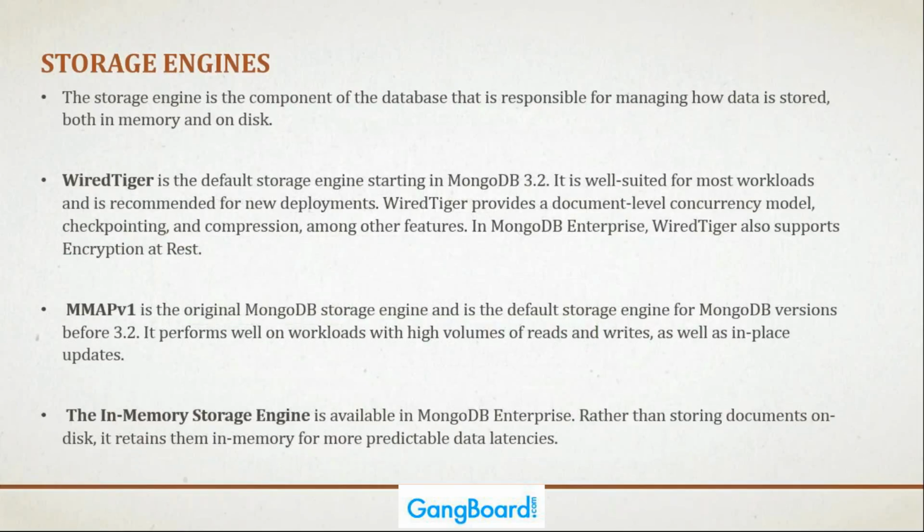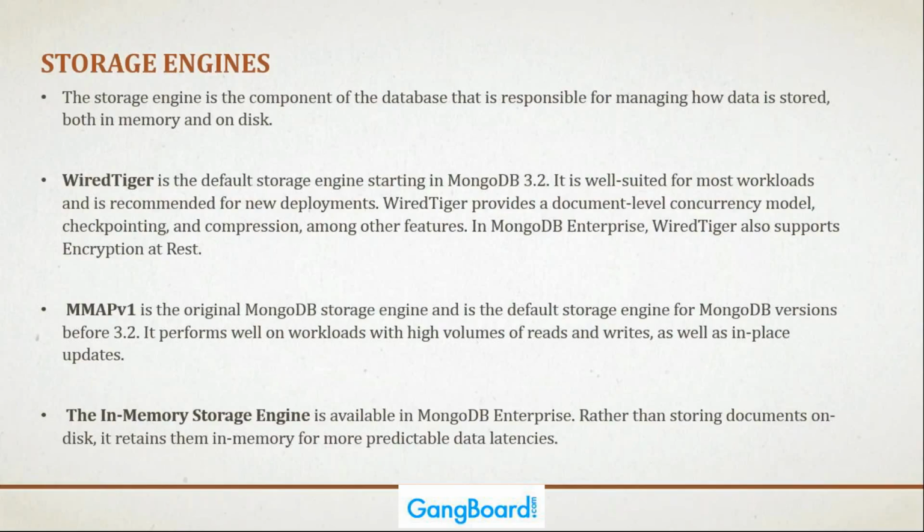So as I said, these are the three storage engines we have. First of all, what does storage engine mean? It is responsible for managing how to store the data, both in memory and on disk. Not only on the disk, but also in memory as well. So it depends upon your storage engine, it will vary. WiredTiger is the default from MongoDB 3.2. When you compare it to MMap, WiredTiger performs very well, both performance wise, and it also gives you a lot of compression.